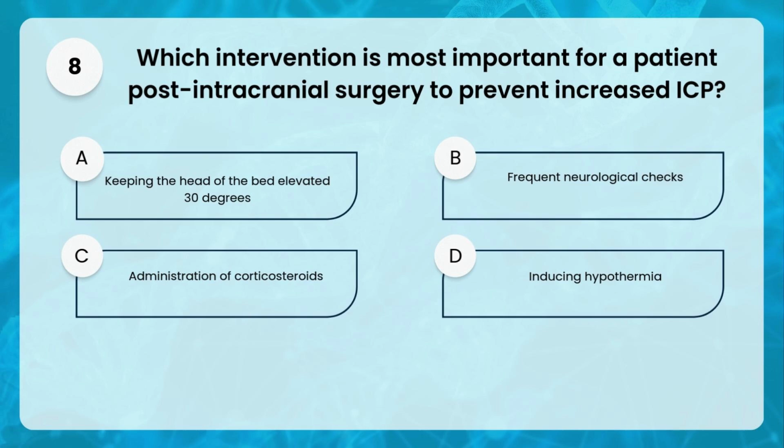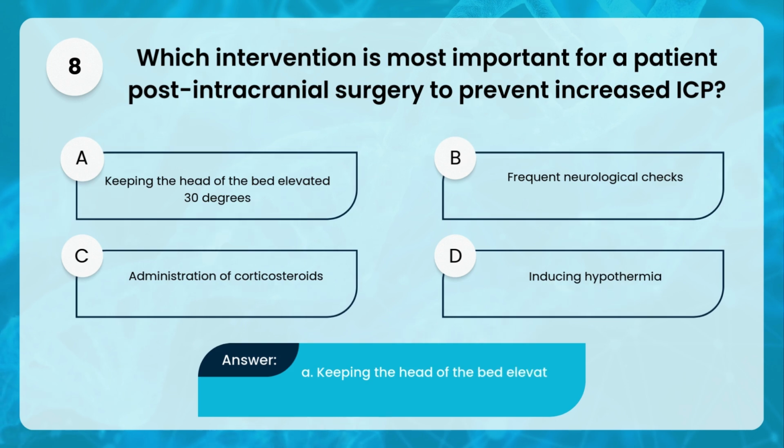Number 8. Which intervention is most important for a patient post-cranial surgery to prevent increased ICP? A. Keeping the head of the bed elevated 30 degrees. B. Frequent neurological checks. C. Administration of corticosteroids. Or D. Inducing hypothermia. The answer is A. Keeping the head of the bed elevated 30 degrees.